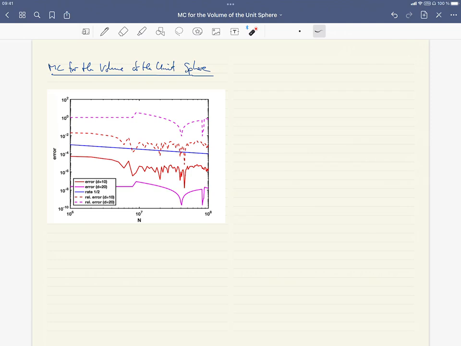So, measured in the sense of the relative error, the information content of the Monte Carlo method with 100 million samples, lots of samples, for a very simple example, namely just computing the volume of the unit sphere, is completely useless. So let me write this down.